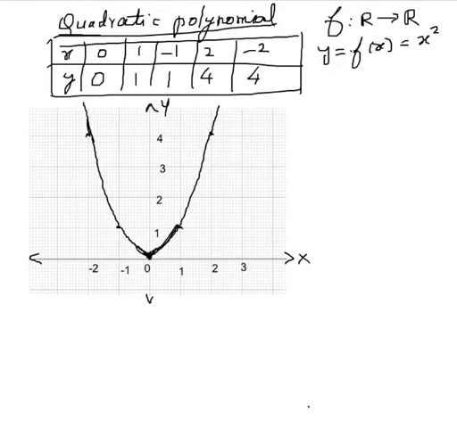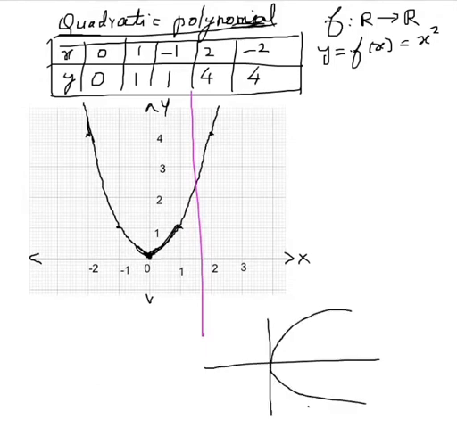Now, whether it is a function or not, we can easily check by drawing a vertical line. See, if I draw a vertical line, if it cuts the curve at one point, then it is a function. For example, let us consider this parabola. And let us check by drawing a vertical line. It cuts the graph at 2 points.